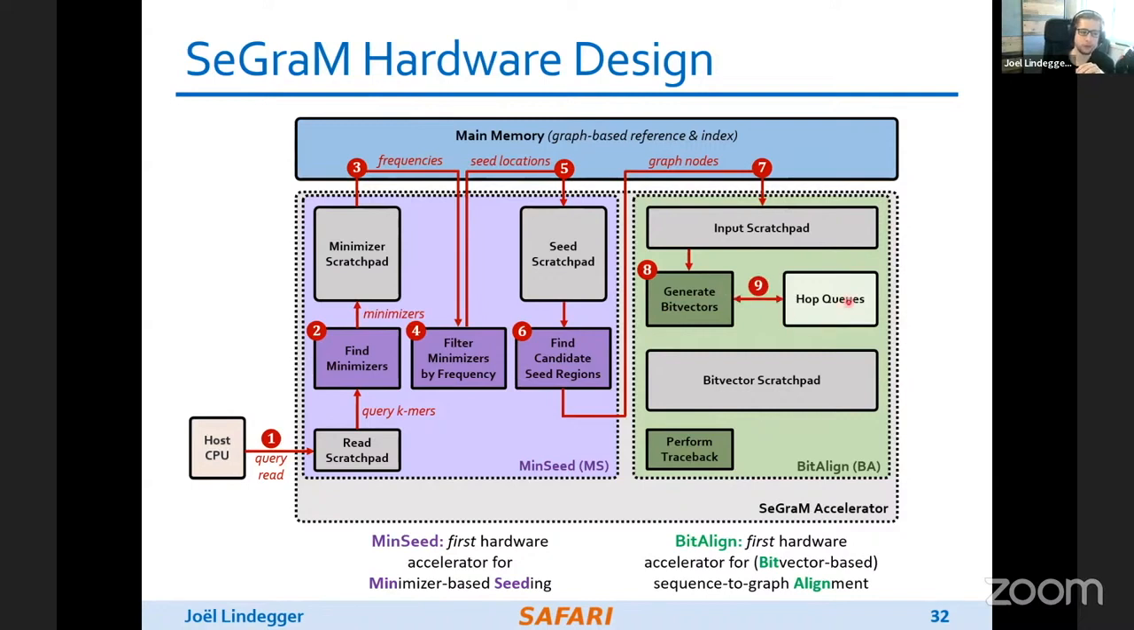Here there is a new component, hop queues, that doesn't exist in GenASM, and I'll go into why we need this in a second. And then we send the generated bit vectors to another scratchpad and finally perform traceback as you know it from GenASM. Then finally, we have the outputs, of course, sent back to the CPU that sent us the input read.